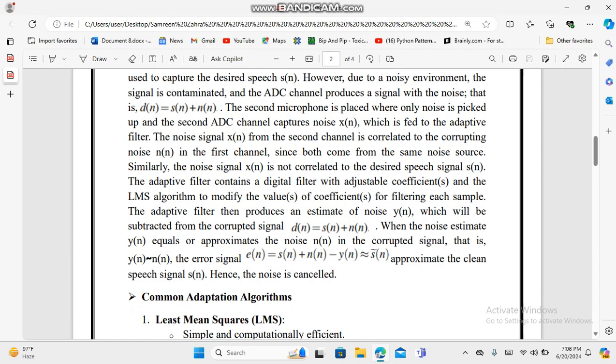The adaptive filter then produces an estimate of noise Y of n, which is subtracted from the corrupted signal, that is D of n equals S of n plus N of n. When the noise estimate Y of n is equal or approximately near to the noise N of n in the corrupted signal, that is Y of n is nearly equal to N of n, the error signal is produced, that is E of n equals S of n plus N of n minus Y of n, nearly equal to S hat of n, which approximates the clean speech signal S of n. So here the noise is cancelled.